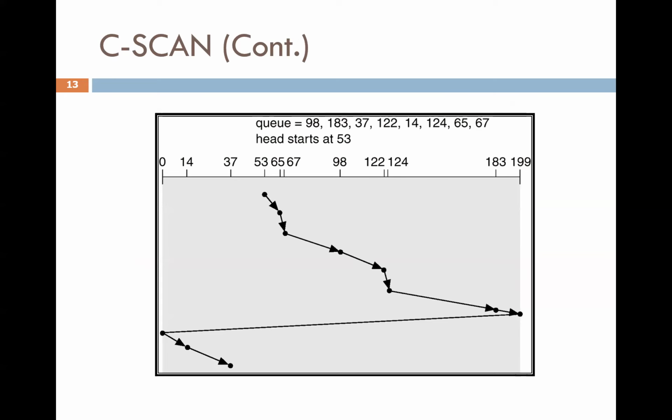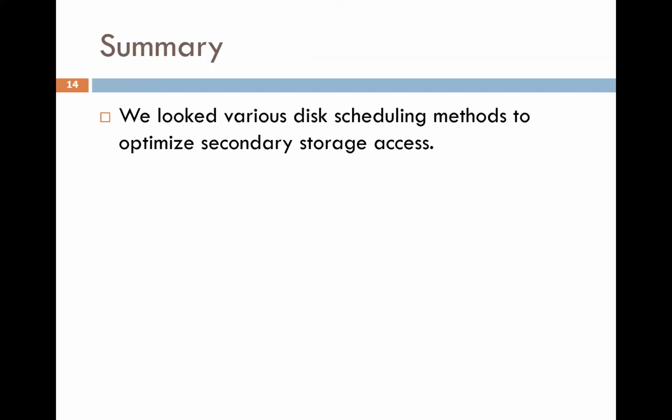One more example of this. You can see the queue of requests is given, the head start position is given, and the direction is from 53 towards the largest value. Then from the largest value, it goes to the other end of the disk without servicing any request. That is the circular movement, and it again starts servicing requests like this. This is the second example.